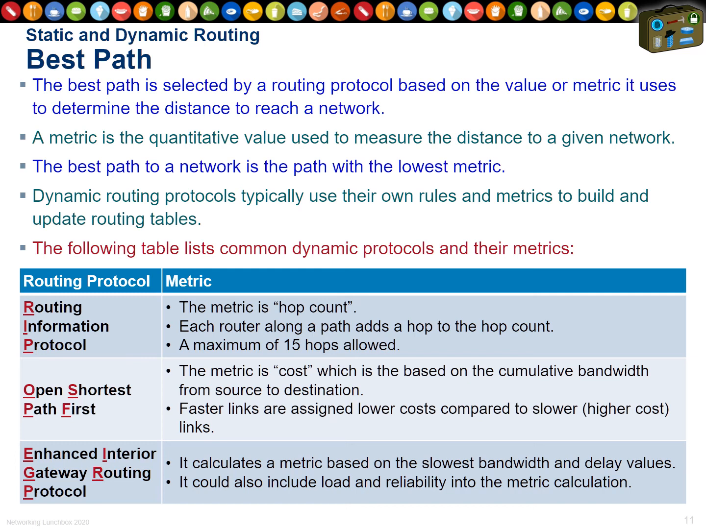And EIGRP has a look at bandwidth and delay as well, but we're not going to spend too much time on EIGRP. I just put it there as a reference to help you to see the differences between them. So RIP, hops. OSPF, cost, which is bandwidth. So the faster the link, the cheaper the cost.